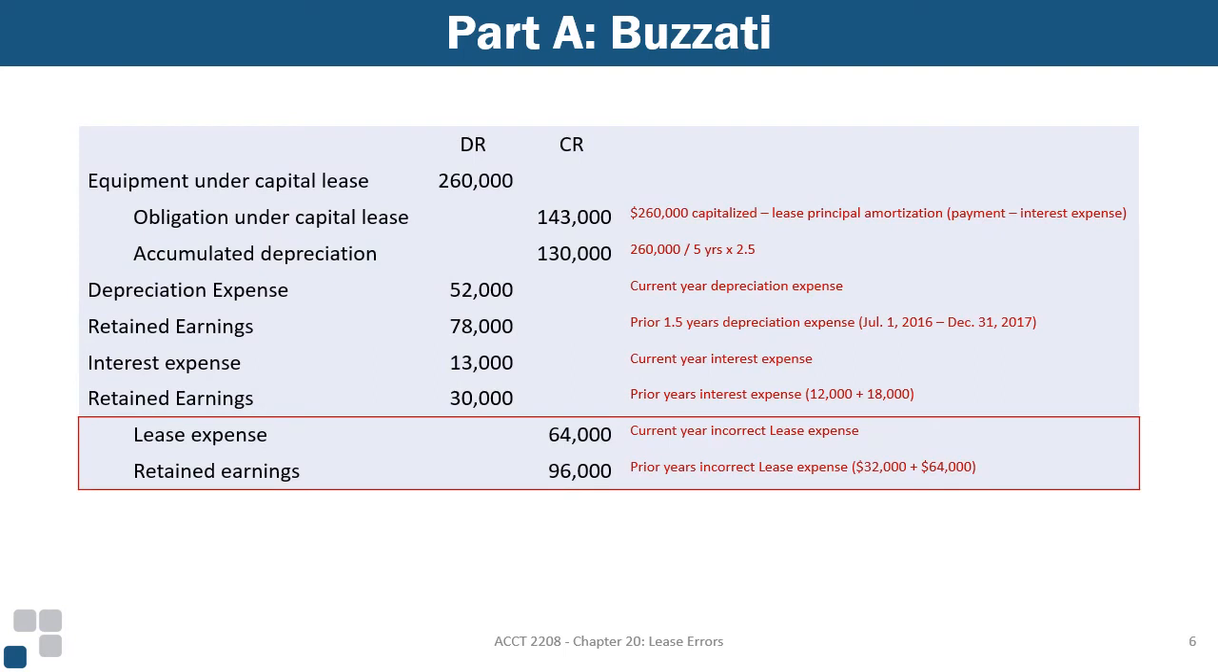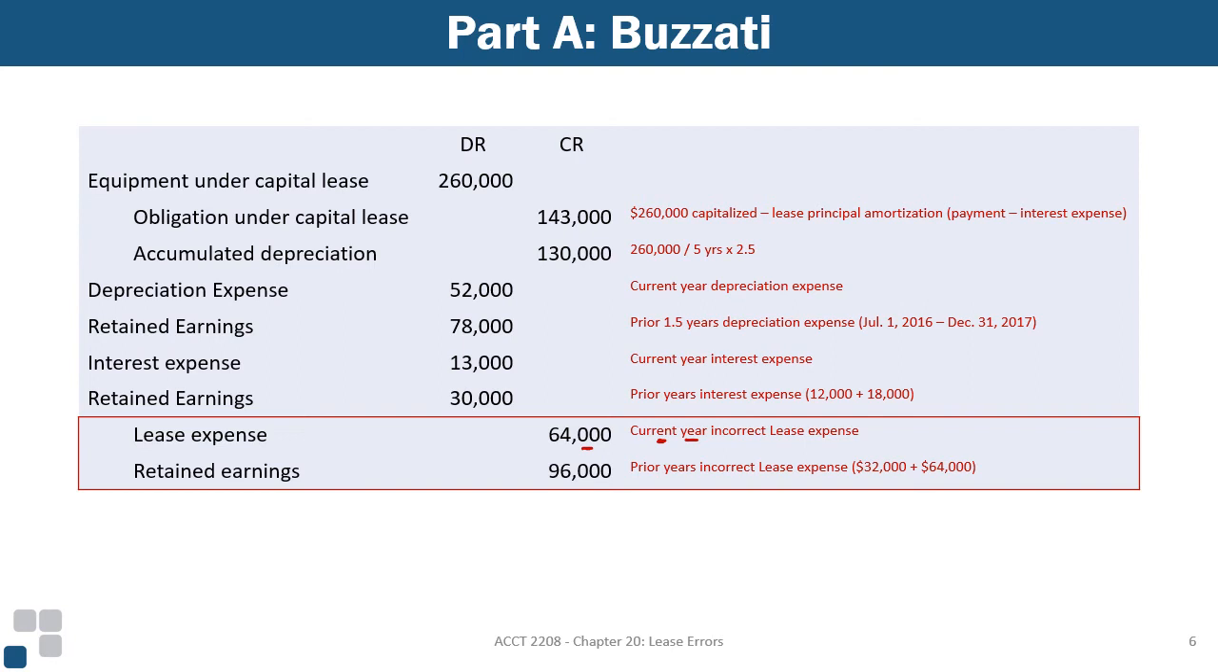Now the last little bit of cleanup we have to do to fix this error in the lease is to reverse the lease expense related to the payments. So we know that the payments for 2018 for the lease is 64,000. So we're going to credit lease expense because it says it was expensed. We presume it was a lease expense account.